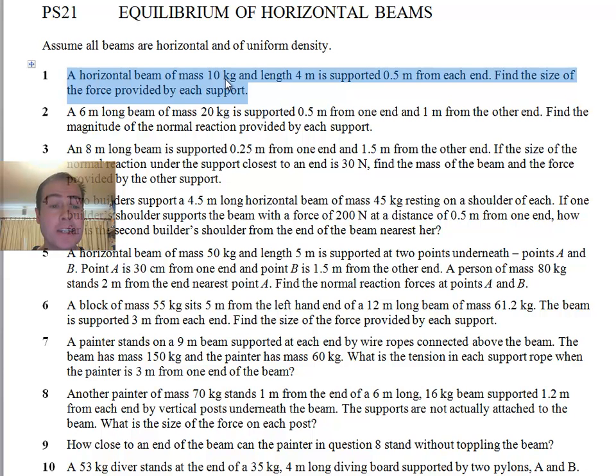A horizontal beam of mass 10 kilograms and length 4 meters is supported 0.5 meters from each end. So very similar to the last question we did. Draw a diagram, find the size of the force provided by each support. A slightly simpler version to get you started. You should attempt these for homework. You won't be able to do all of them properly, but you'll be in a position then to understand what we go over at the beginning of next lesson.